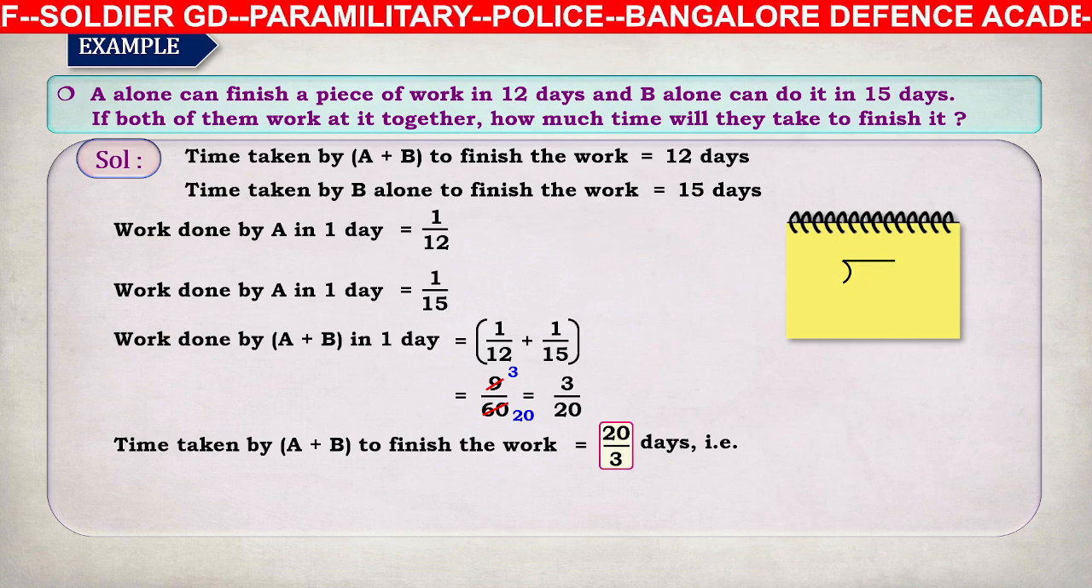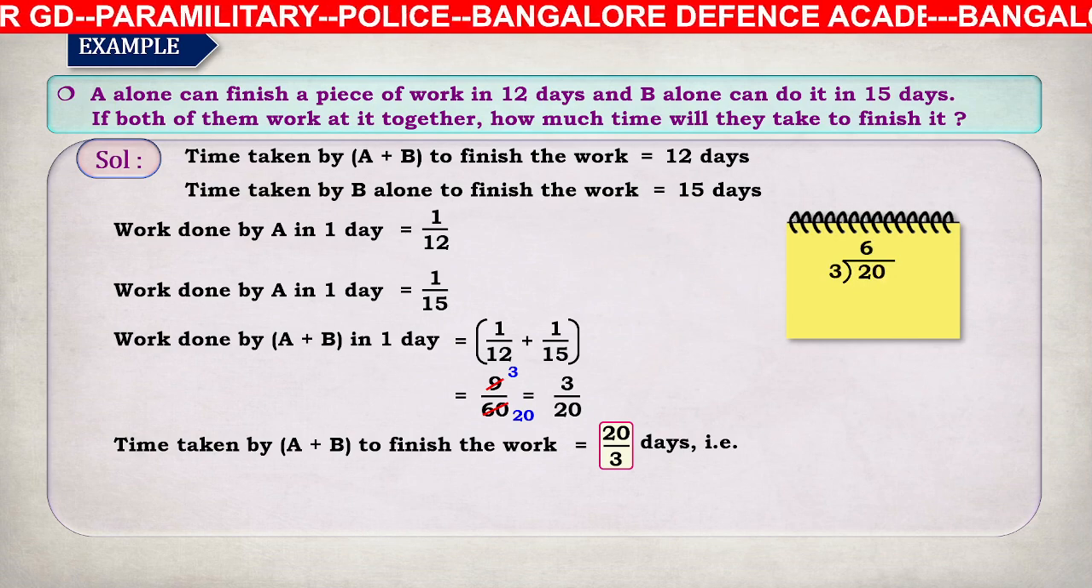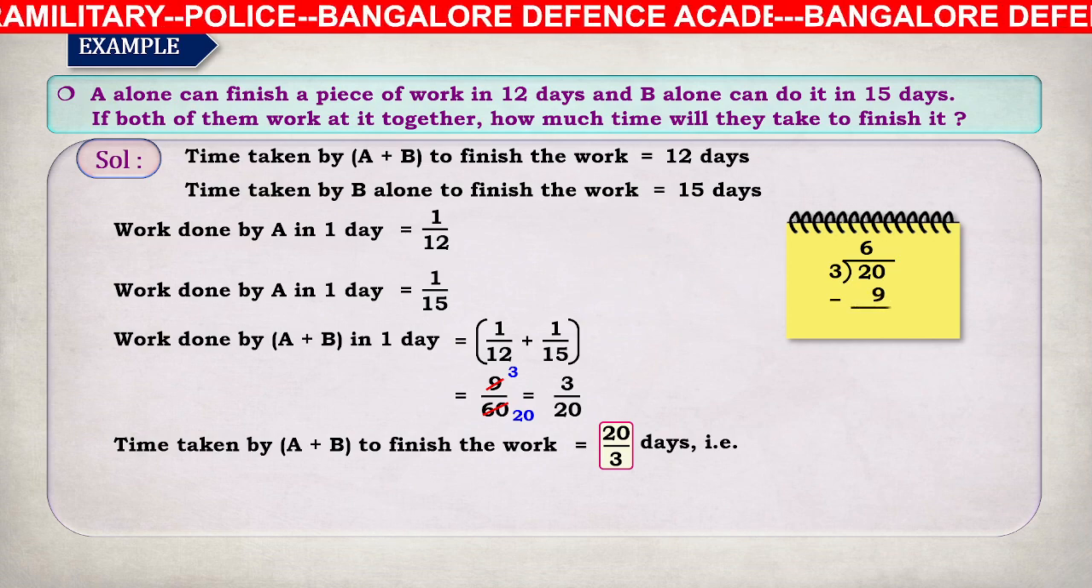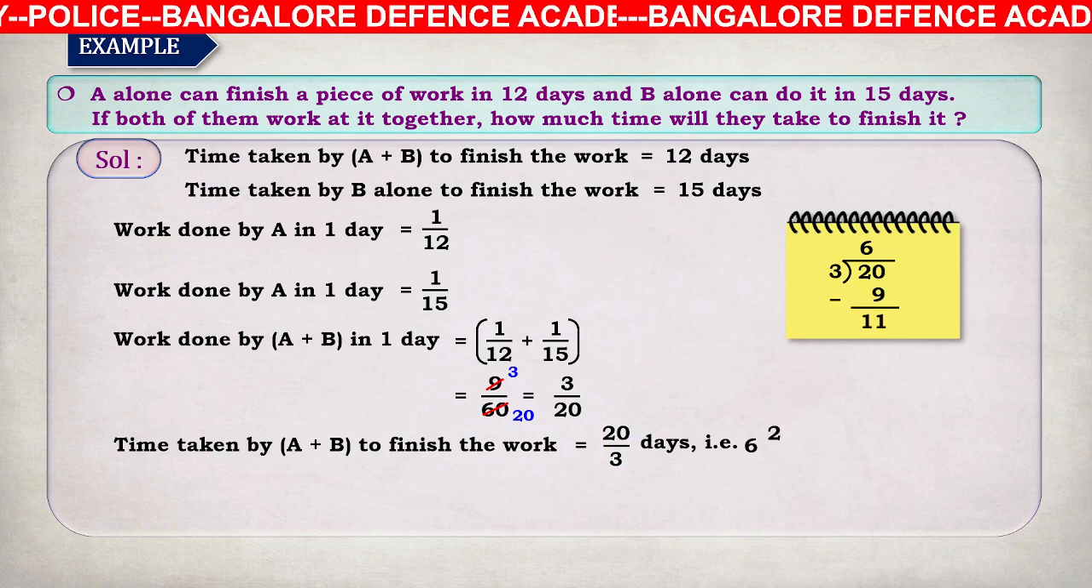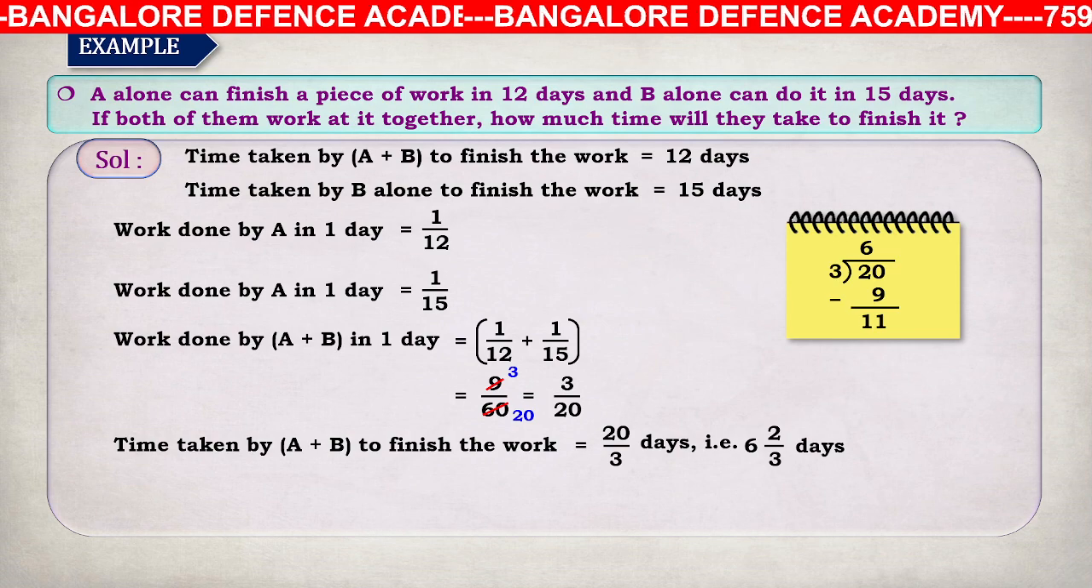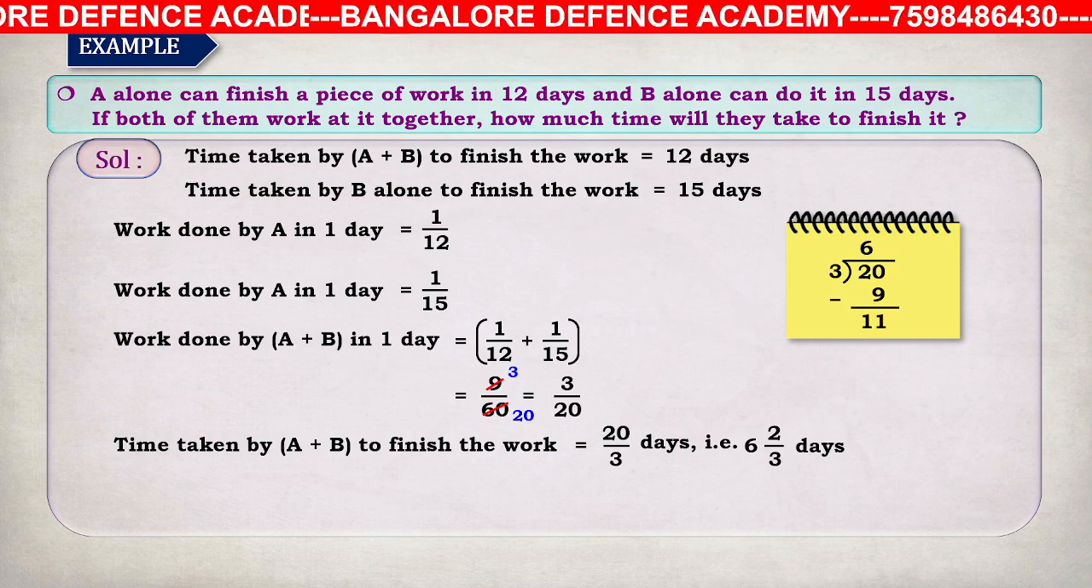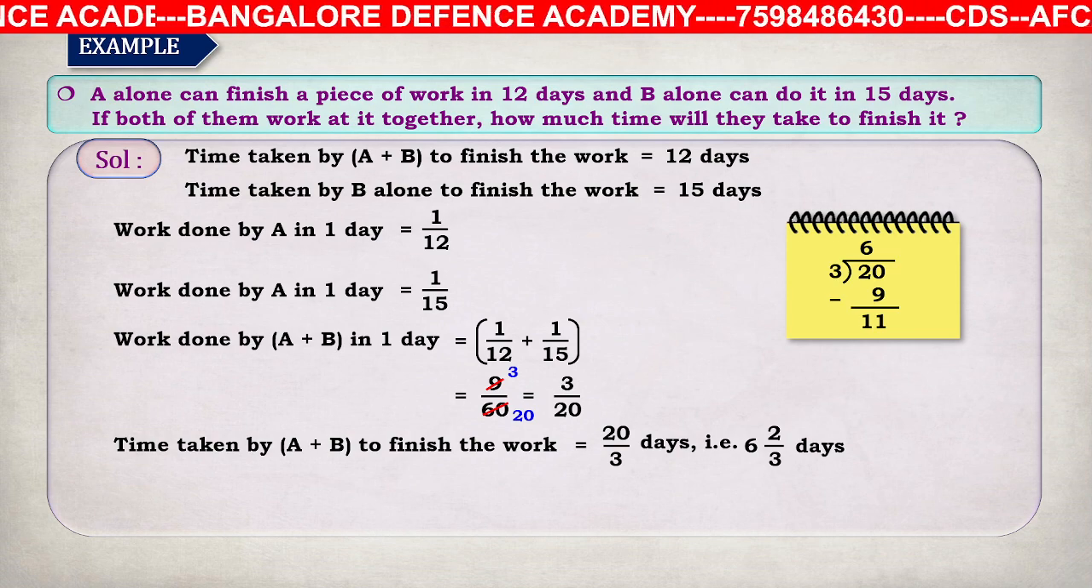Now this you can convert into a mixed fraction. Look at this. I divide 20 by 3. I get 6. Then you get the answer as 6 2 by 3. So it takes 6 2 by 3 days to complete the work if A and B do the work together.